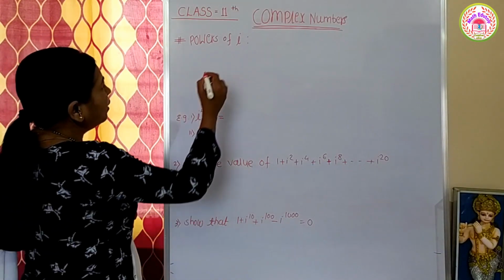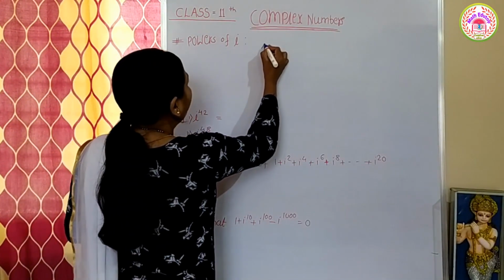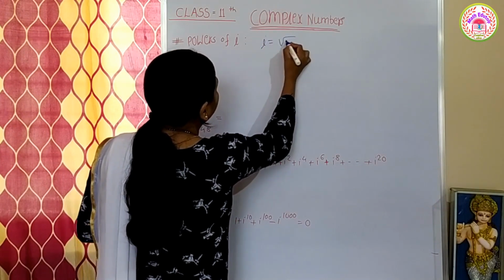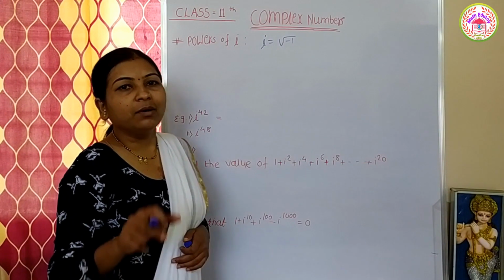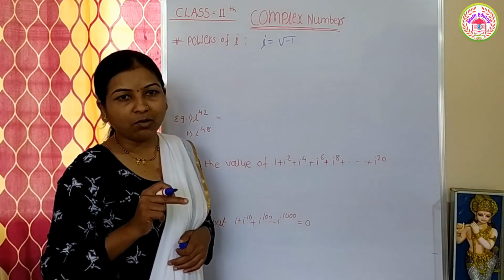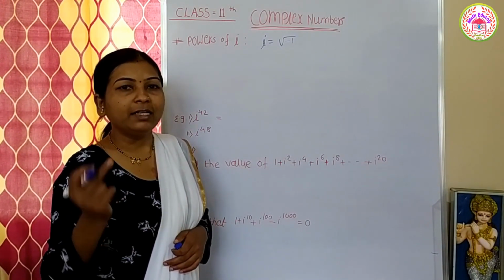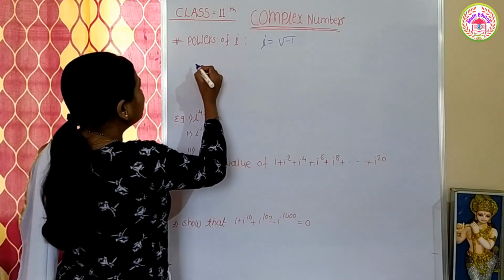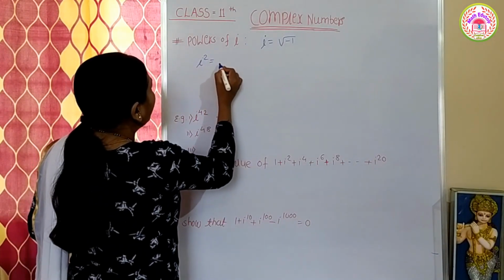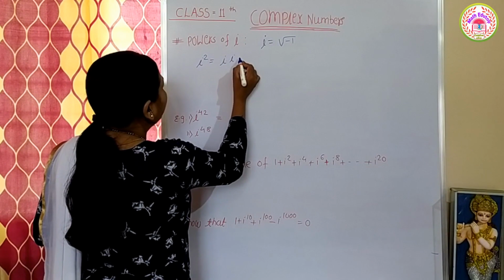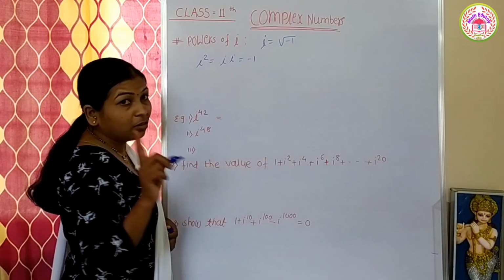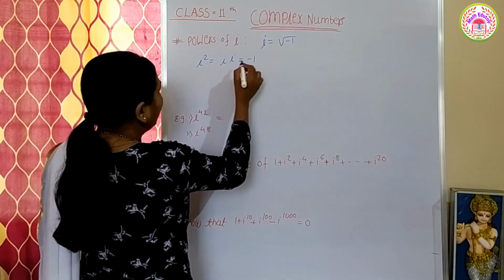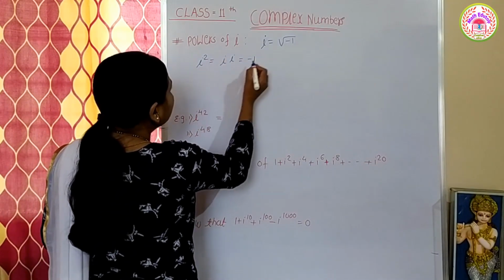We know that the value of i is root of minus 1. If this i term is included with a real number, then it is a complex number. Then i square: when we take the square, i square means i into i. So root of minus 1 times root of minus 1 is minus 1, not plus 1. So i into i is minus 1, that is i square is minus 1.